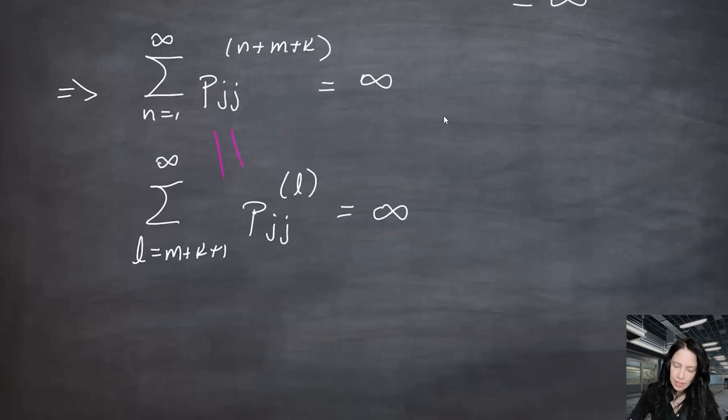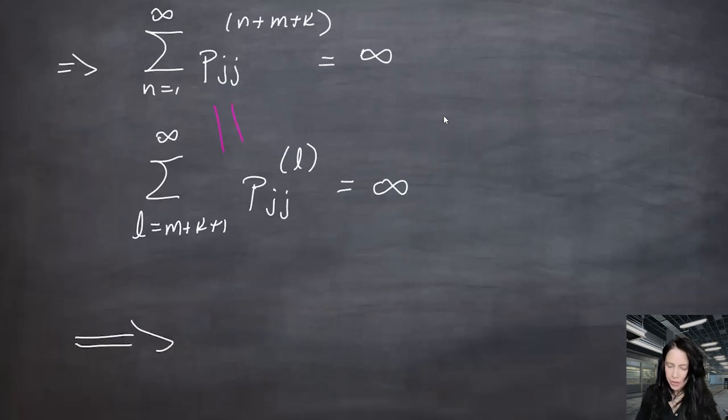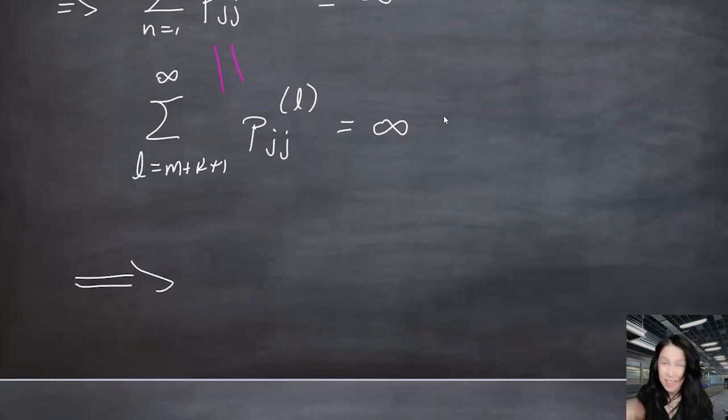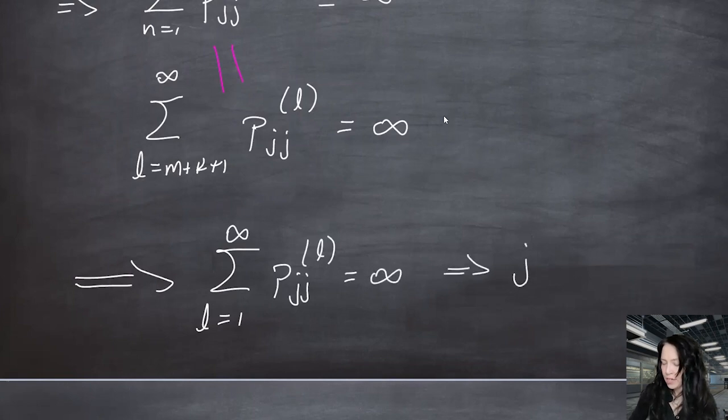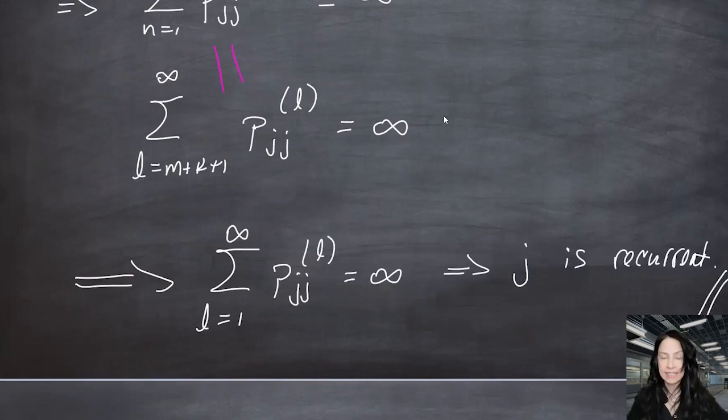If that tail of the sum without all the terms is infinite, then adding more terms that are probabilities, they could all be zero, but the sum is still infinite. So this implies that the sum as L goes from one to infinity of P_JJ super L is infinite. And that implies that J is recurrent. And that's what we were trying to show. I don't know if you remember, but we were trying to show that recurrence was a class property. So we started with I recurrent and J something that communicates with I, and we proved that J must be recurrent. So we're done. That was kind of fun, and definitely a good use of our alternative characterization of recurrence.